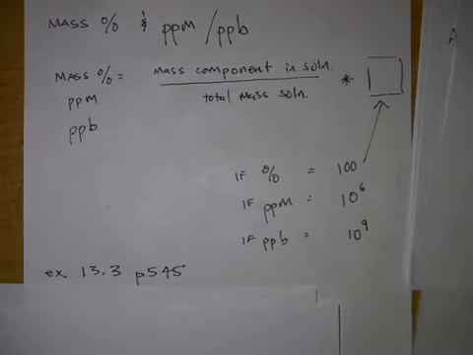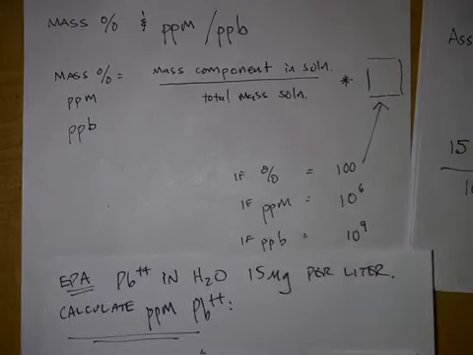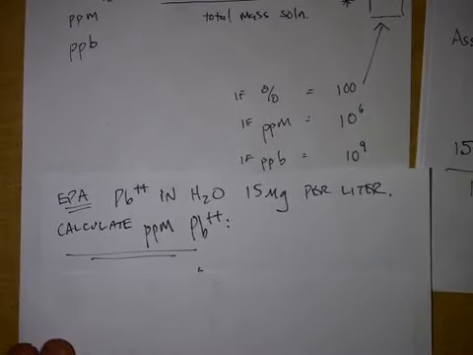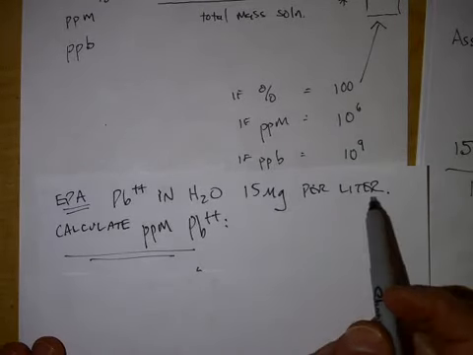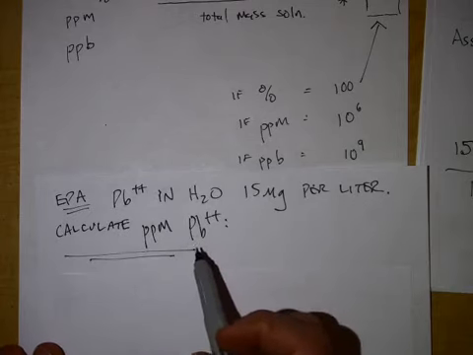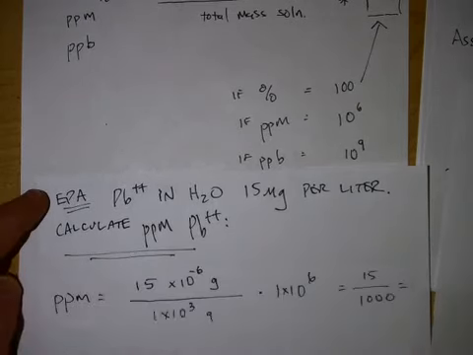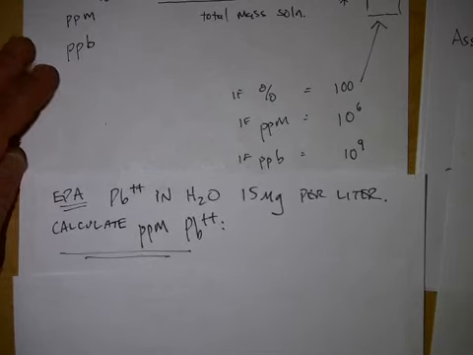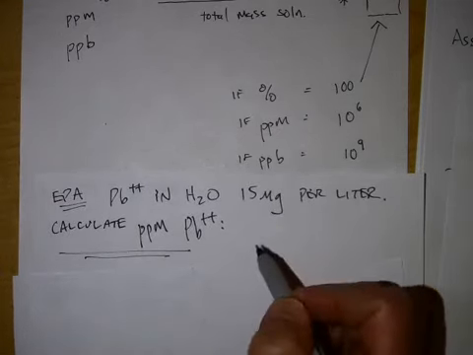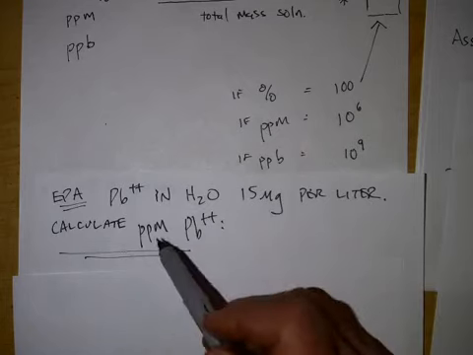So let's do an example problem. The EPA regulates water sources, and it says that water that people drink is limited to 15 micrograms per liter of lead. I'm sorry, not 15 parts per million, 15 micrograms. I'm sorry if I said parts per million, that's my fault. 15 micrograms per liter of lead. Calculate this in parts per million.